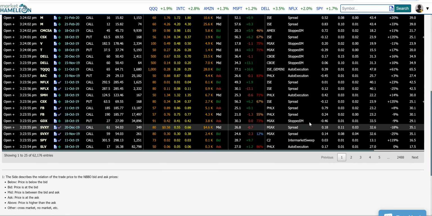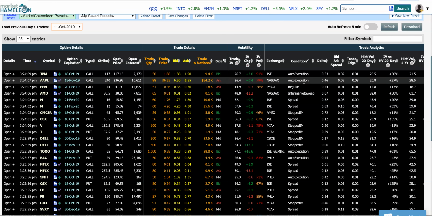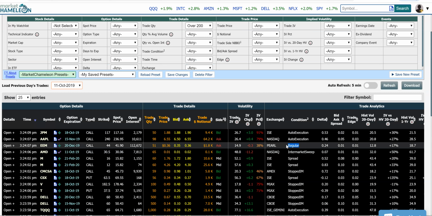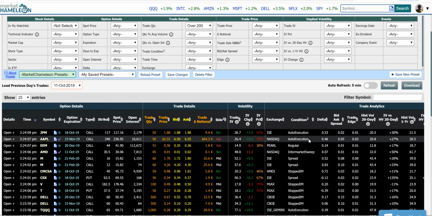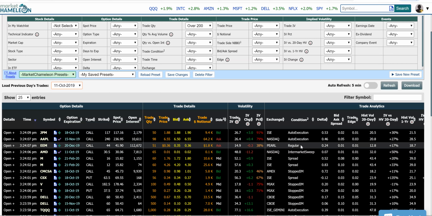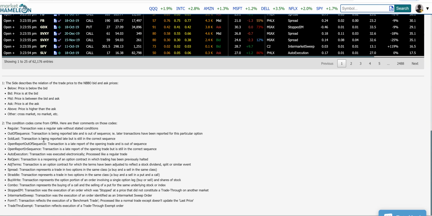The first two that you see up here is a regular trade, which is just a typical trade. Somebody either bought a call, sold a call, bought a put, sold a put. Once it got matched up, it got reported on the tape over here, and then you get to see the exchange that it traded on. The auto execution is very similar to a regular trade. You could come down here and read about it. The difference is it got executed electronically, automatically, and it's processed like a regular trade.